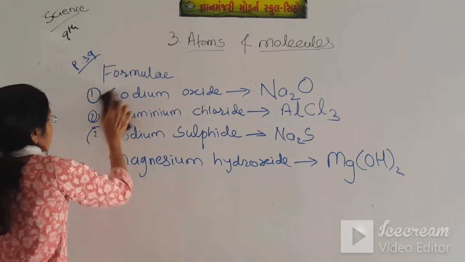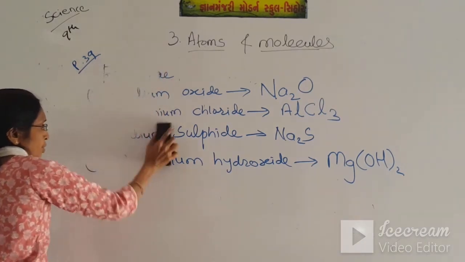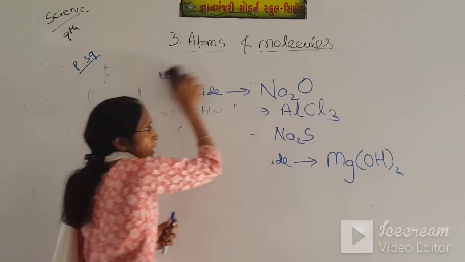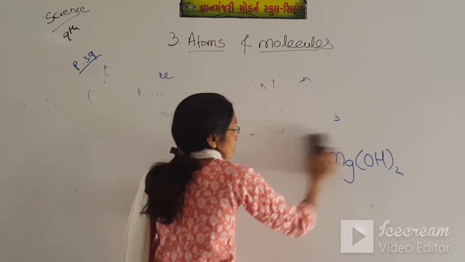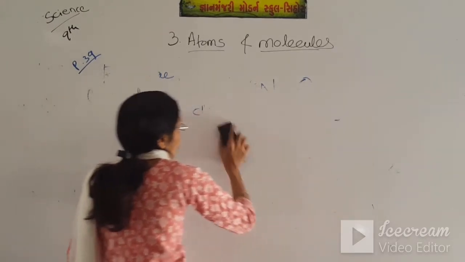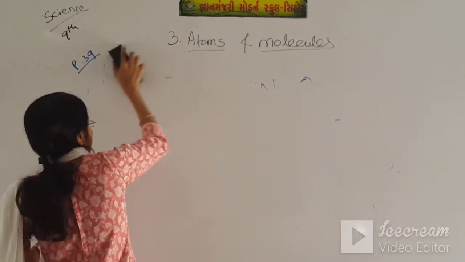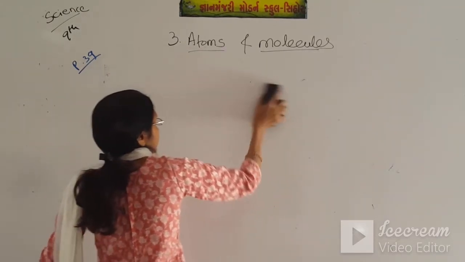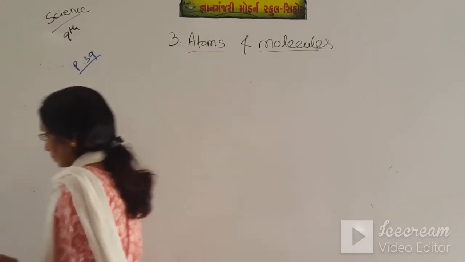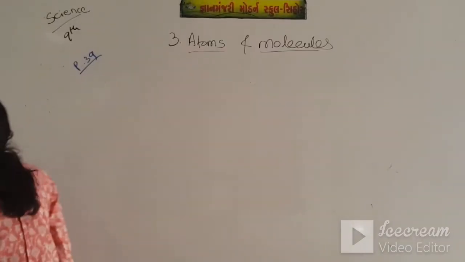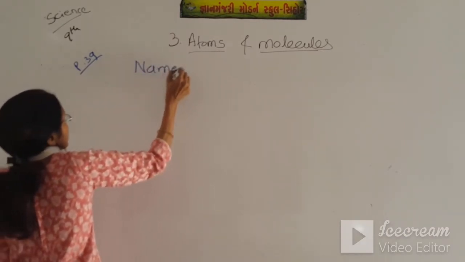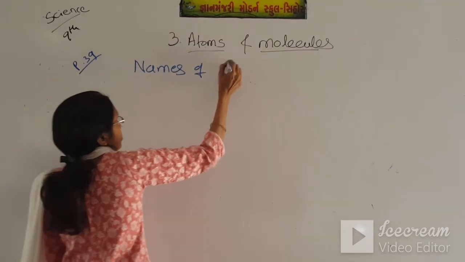Okay, our next question is opposite of the first one. Here the names of compounds are given and it is asked to write the formulae of the given compounds. In question 2, the chemical formula is given and we have to write the name of the compound. Names of compounds.